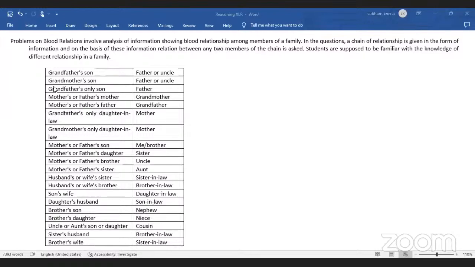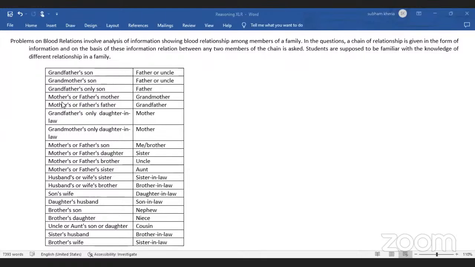Acha, this is an important thing. Grandfather's only son. Can my grandfather have one son and I am saying he is my uncle? It's not possible, right? If I am mentioning grandfather's only son, that means that guy is my father for sure. Okay? Then we have mother's or father's mother is grandmother. Mother's or father's father is grandfather. Paternal, maternal included.